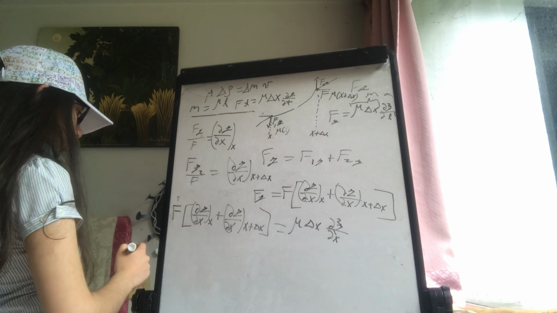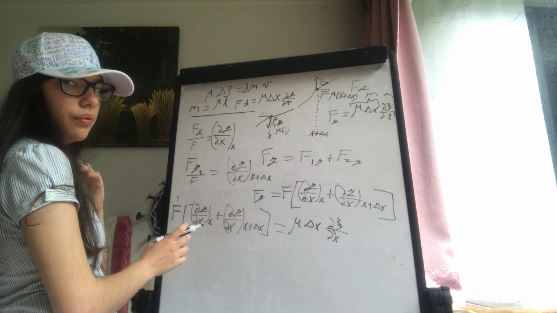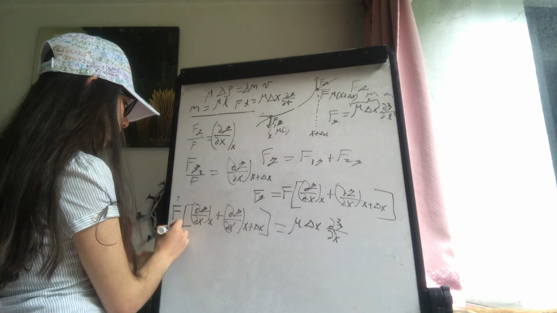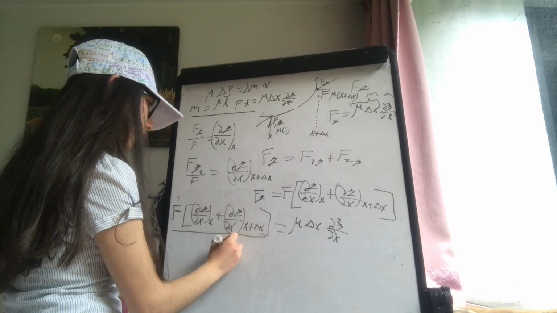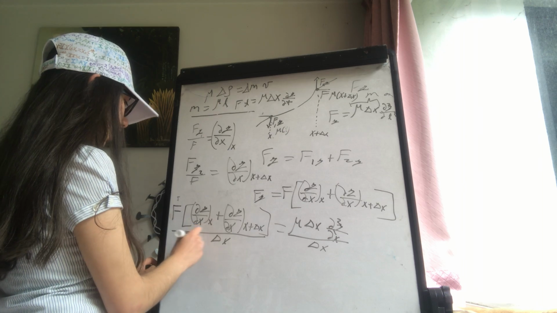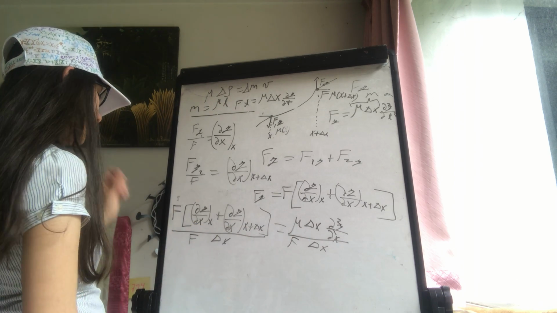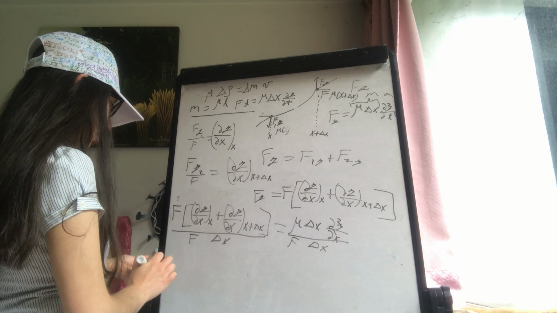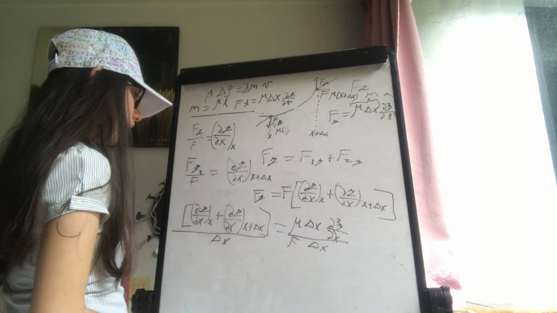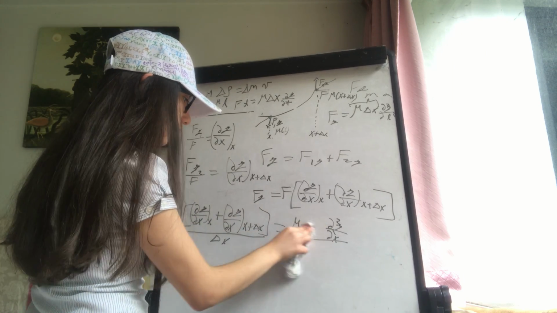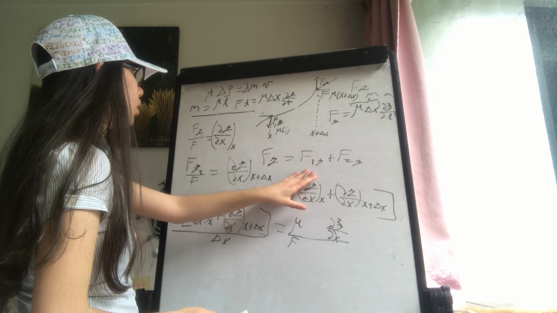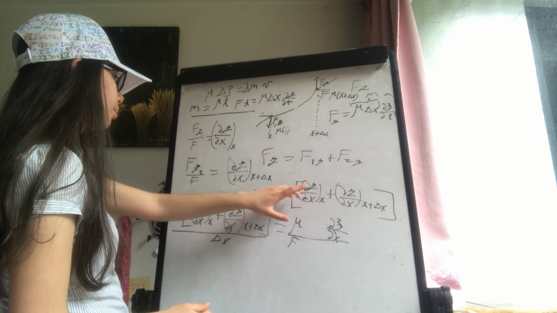Alright, now here, if we divide everything by delta x, actually let me divide everything by delta x and by f. So here I will just cancel the f's, and here I cancel the delta x.